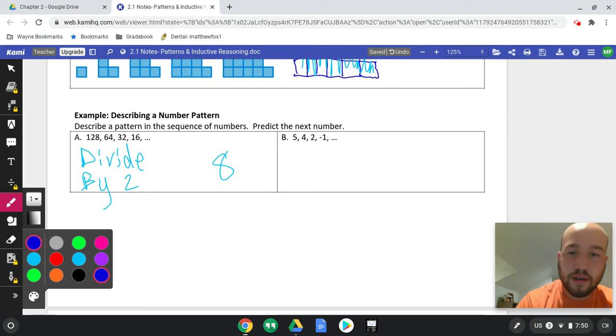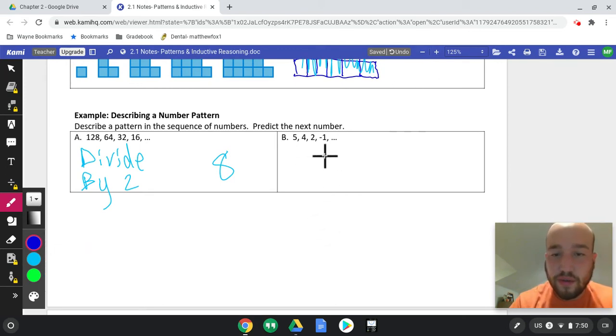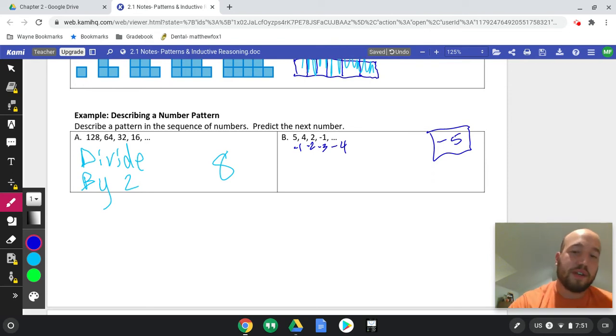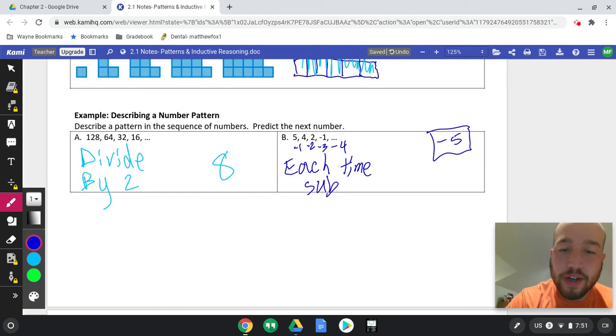And our next one here, 5, then 4, then 2, then -1. This one's a little bit more difficult to see maybe. It's not consistent. But if we look here, it's -1, then -2, then -3. So if we subtract 4, our answer, -1 minus 4, gives us -5. And that is our answer. Now, if we want to describe what's happening, each time subtract 1 more. Or subtract 1 greater, maybe is a better way to say it.